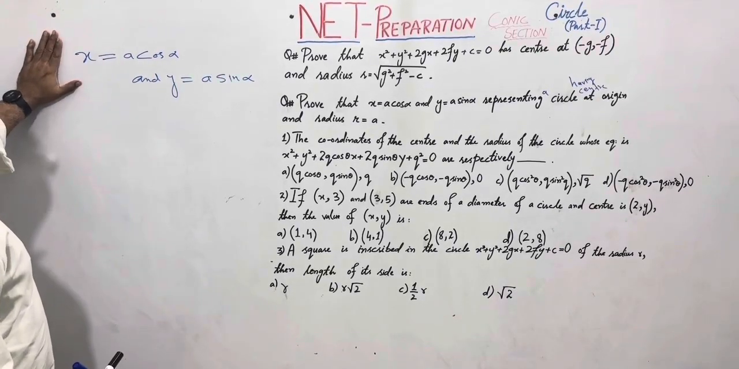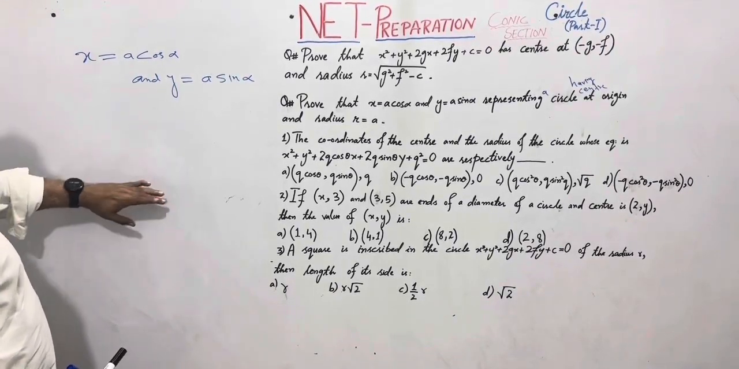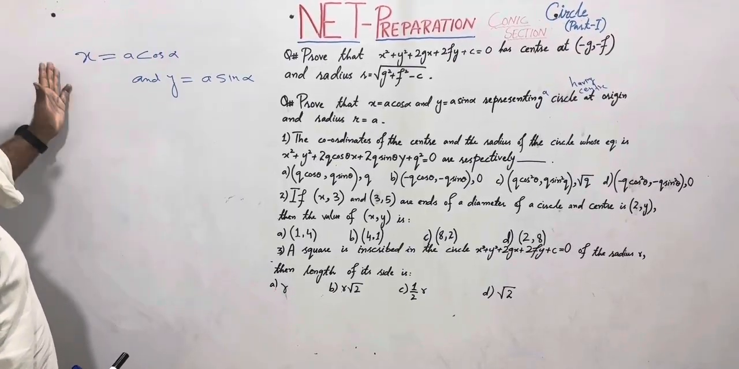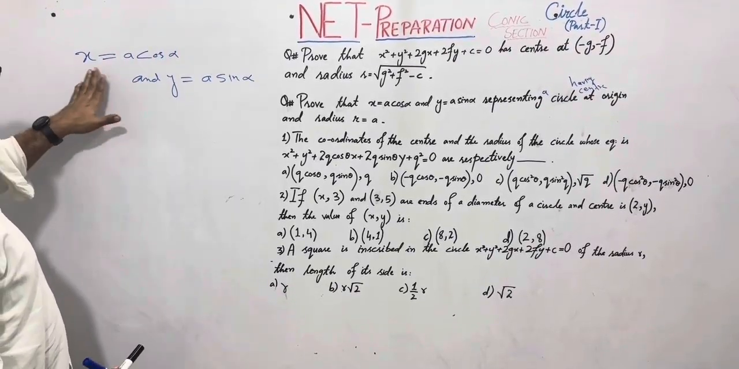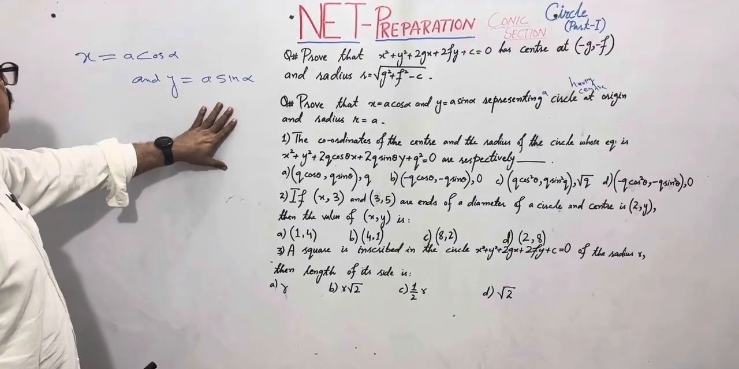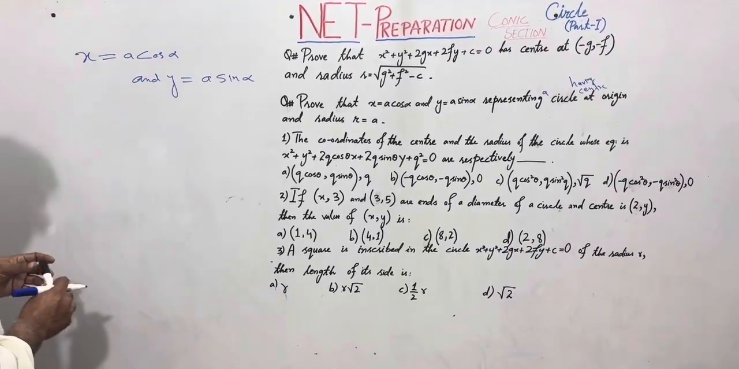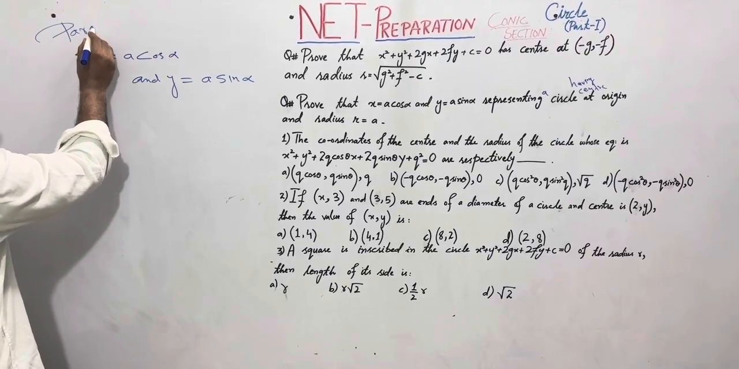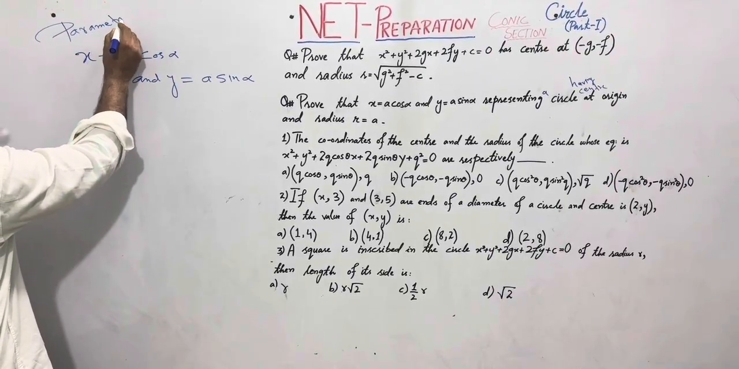From polar coordinates, that is the way to transform polar coordinates to rectangular and vice versa, x is equal to a cos alpha, y is equal to a sin alpha. These are known as the parametric equations of a circle.